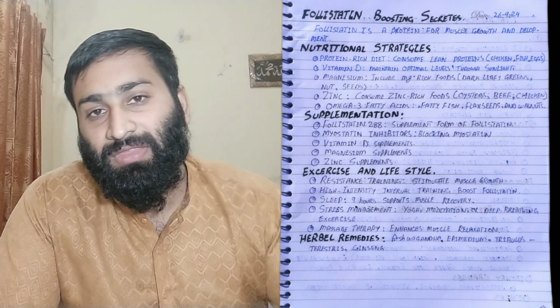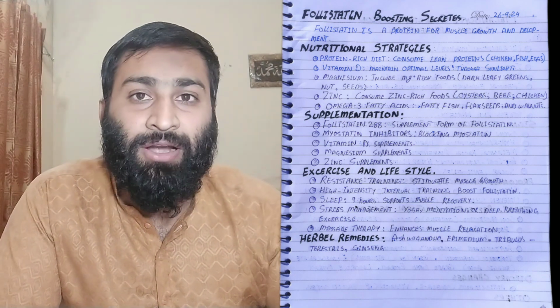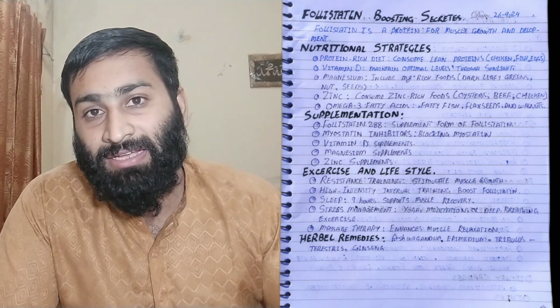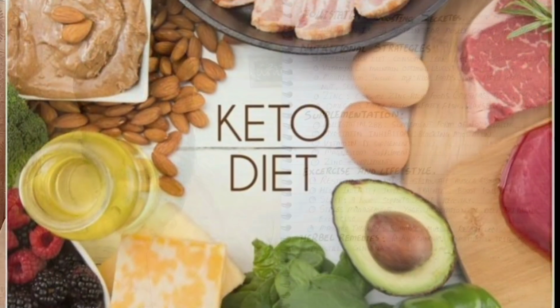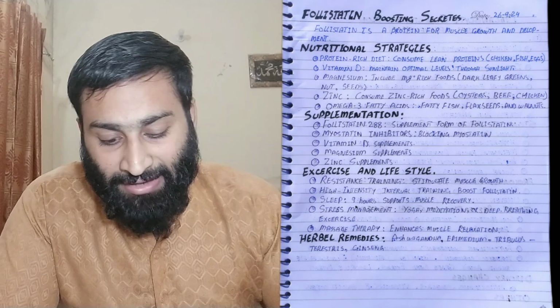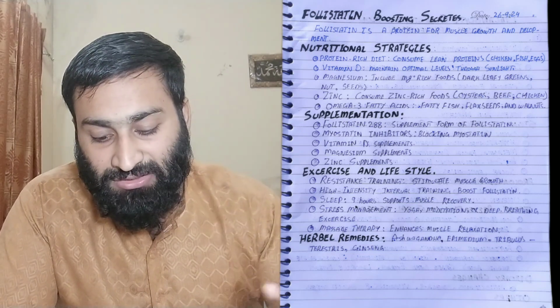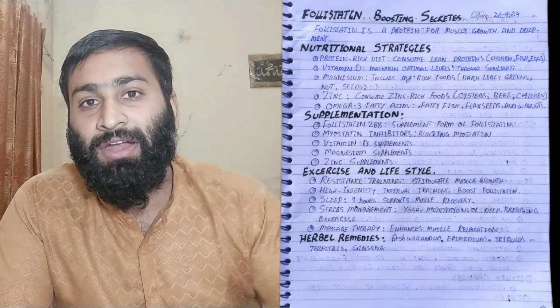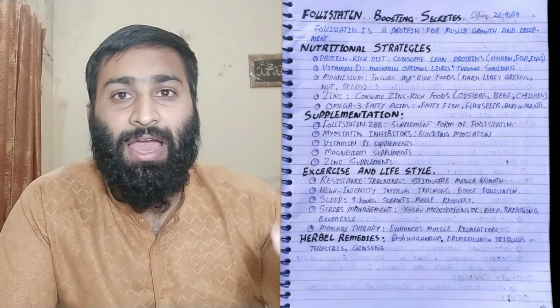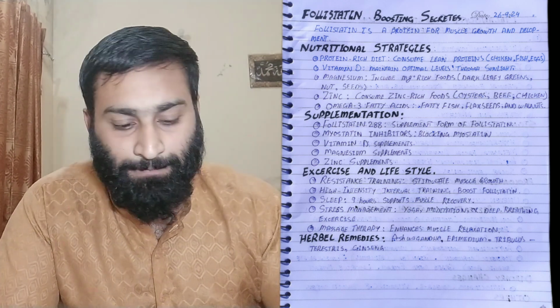Omega-3 fatty acid. Omega-3 fatty acid is very important for the production of cholesterol and testosterone, and follistatin expression will also increase. Omega-3 fatty acids are present in fatty fish, flaxseed and walnuts. So all of these are important for enhancing follistatin production.